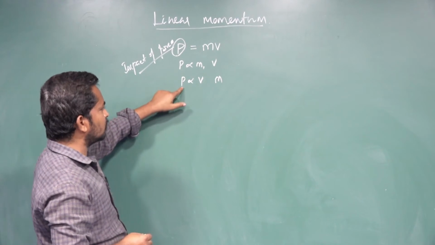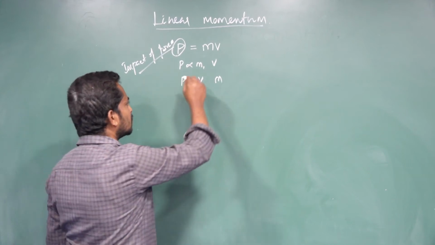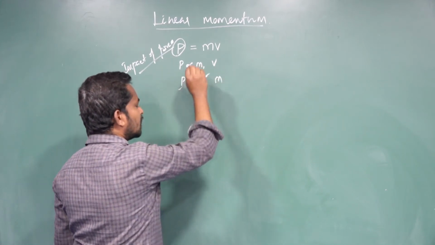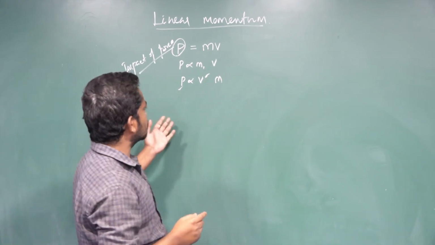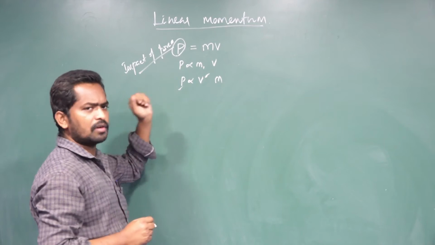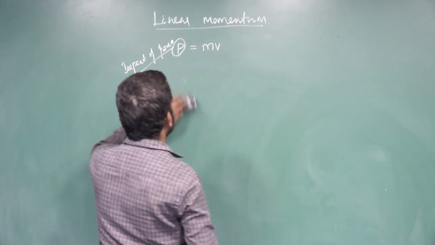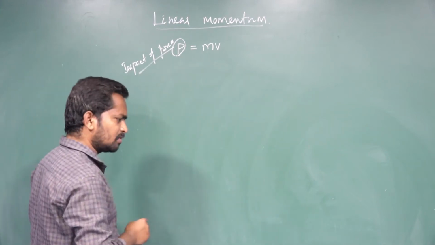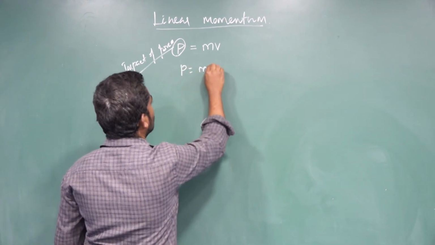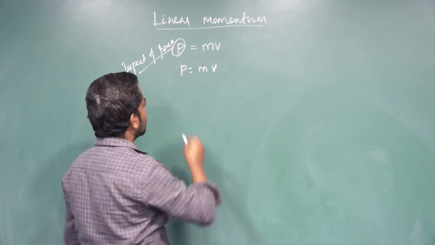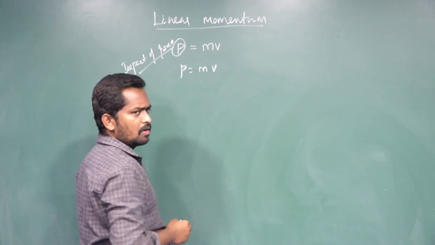Momentum is directly proportional to velocity. The direction of momentum is along the direction of velocity. Velocity is a vector quantity, so momentum is also a vector quantity. What is the direction of momentum? The direction of momentum is along the direction of velocity. It is a very important point. Momentum is a vector quantity, having both magnitude and direction. Momentum P is equal to mass into velocity, along the direction of velocity.